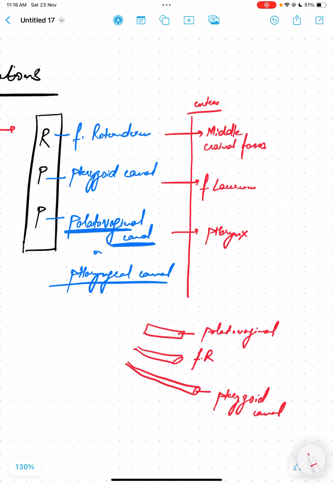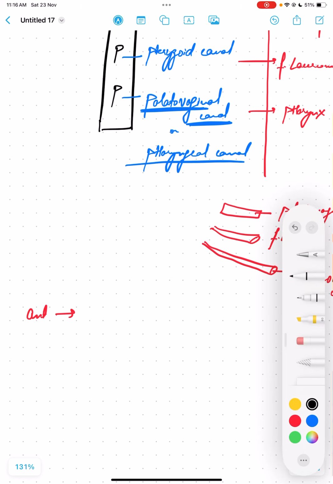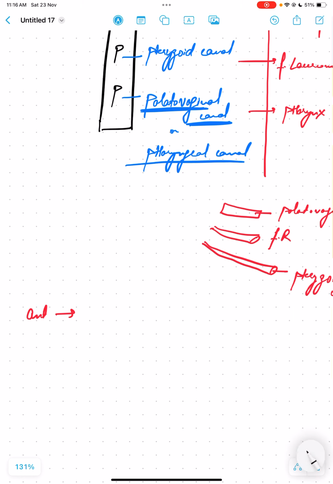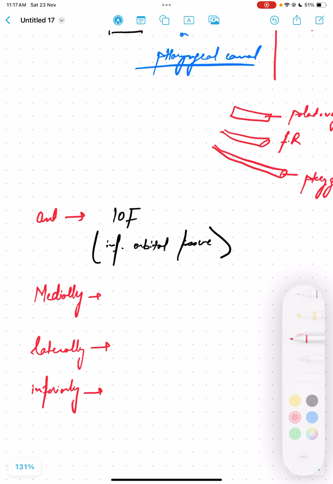Now let's begin with the anterior part. Anteriorly, we have the inferior orbital fissure. Then we will see what is medially, laterally, and inferiorly.